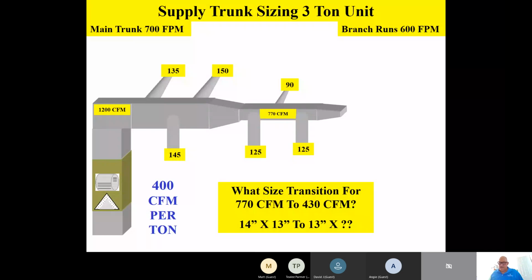So let's go ahead and take our calculator, and we're going to transition that main trunk down to where it's going to take that 430 CFM that we have left over and speed it back up to 700 feet a minute velocity to carry that air down to the end of the main trunk. So take your air duct calculator and find 700 feet a minute velocity. And then line it up with 430, or get real close to it.